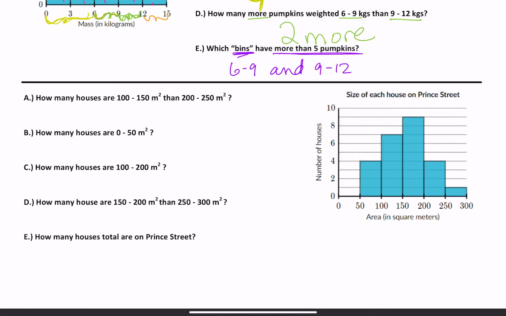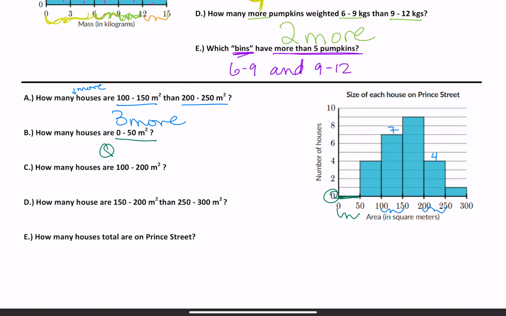All right. Next, we have sizes of each house on Prince Street. So how many more houses, this is supposed to say more, are 100 to 150 from 200 to 250. All right, so 100 to 150 is this section, which is 7. 200 to 250 is this section, which is 4. So it's 3 more. Then we have how many houses are there from 0 to 50. And that's going to be a 0.